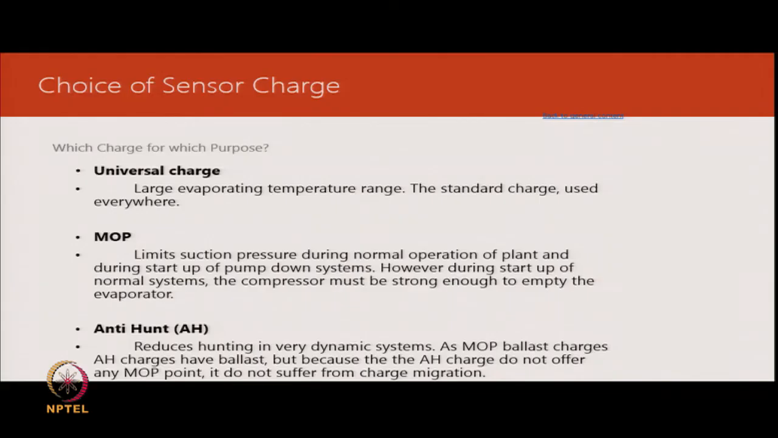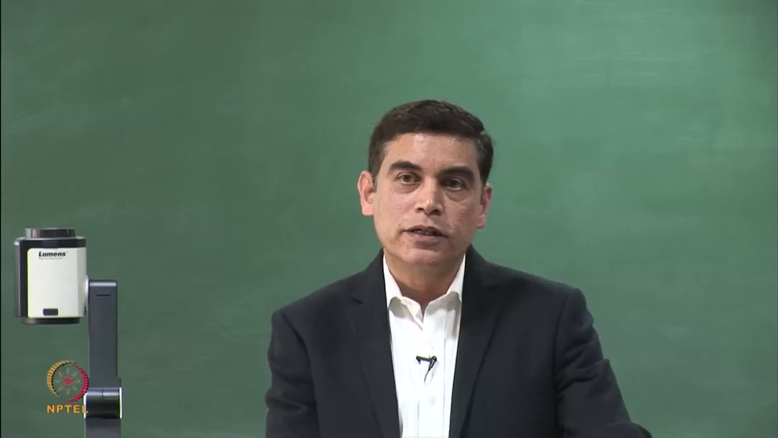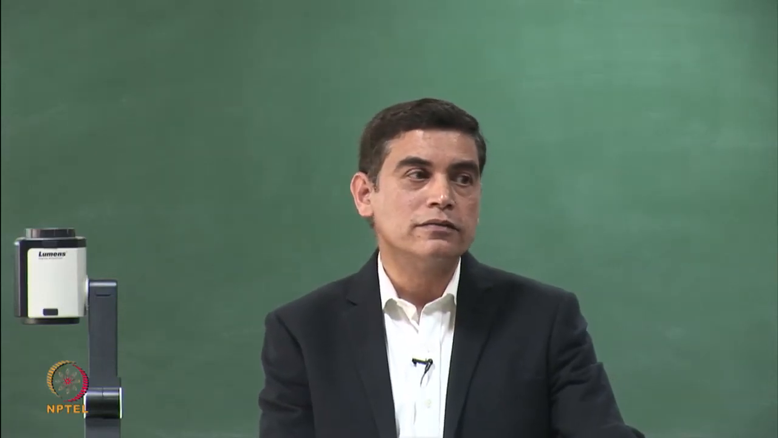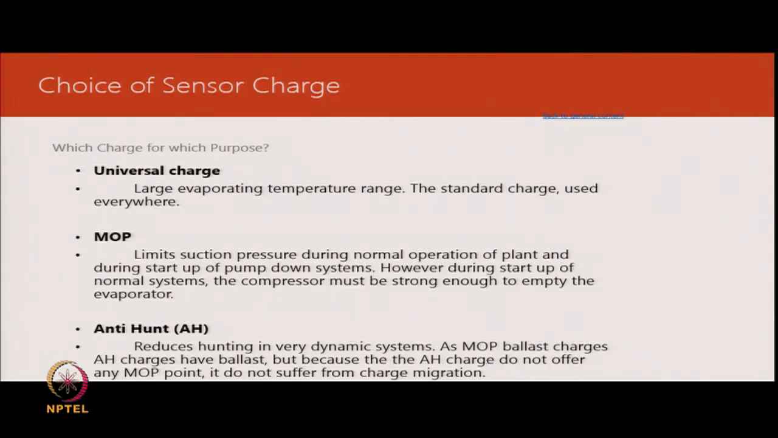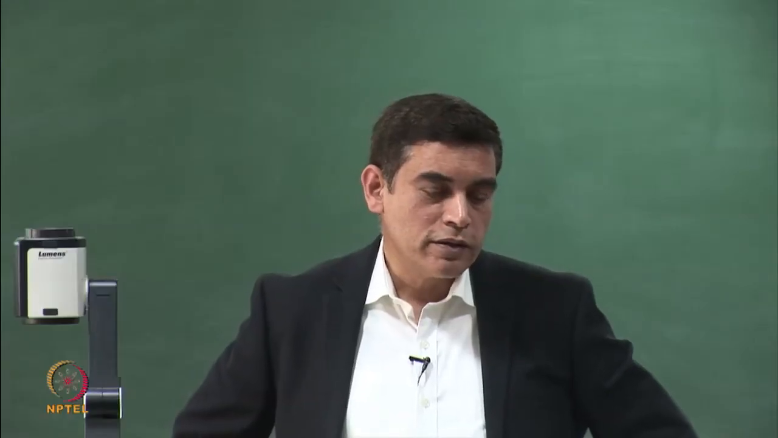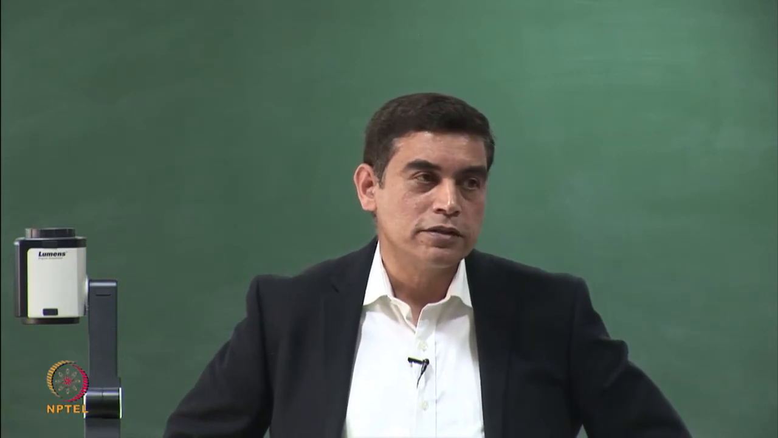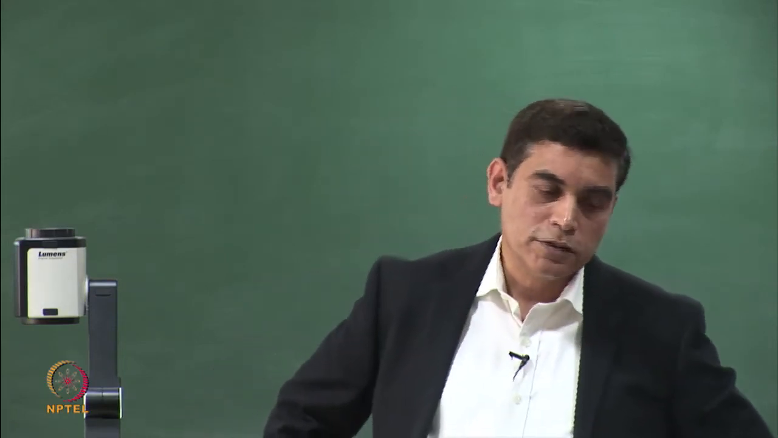So, if you look at a summary of the different types of charges that are available in an expansion valve, universal charge would be for addressing a wide temperature range where there is no need to constrain the operating pressure. MOP is where we limit the suction pressure during normal operation, but during the startup of a normal system, the compressor must be strong enough to empty the evaporator. So, basically, if you want to limit the suction pressure during startup, then MOP would be the best choice.